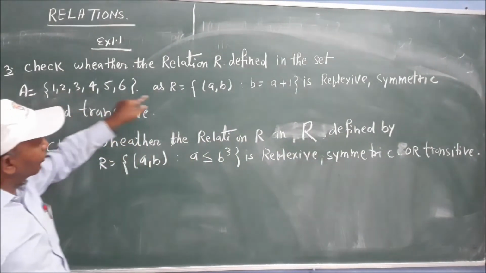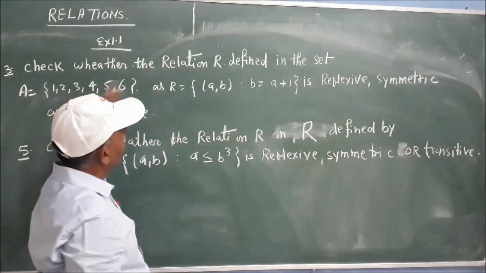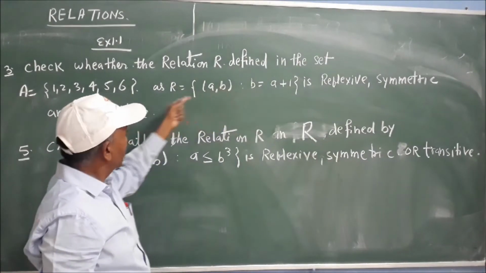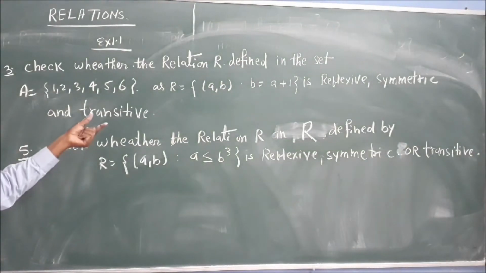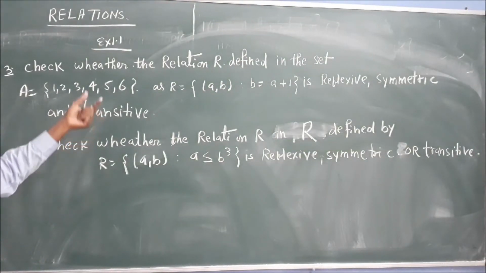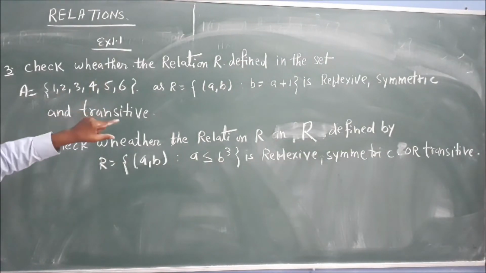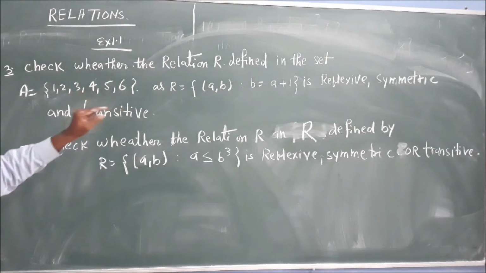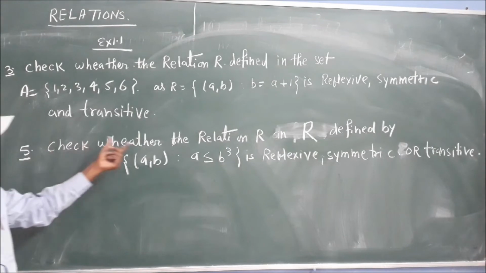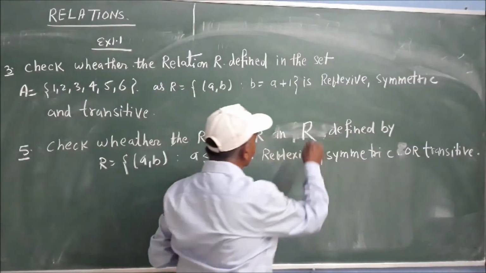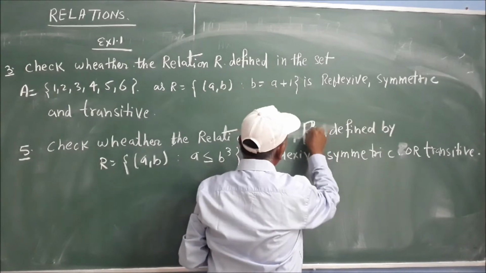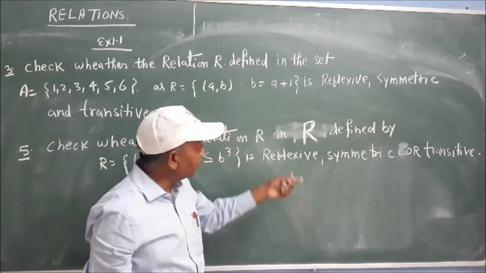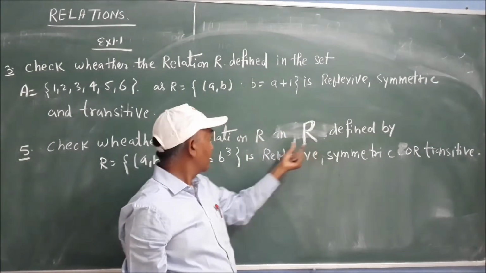First you put the value of a as 1, so b must be equal to 2. Similarly, you first prepare the whole relation R, and check whether this relation follows the symmetric, reflexive or transitive property or not. Second, check whether the relation R in R. Here, see in the book, this R is written in bold R, which means the real numbers.